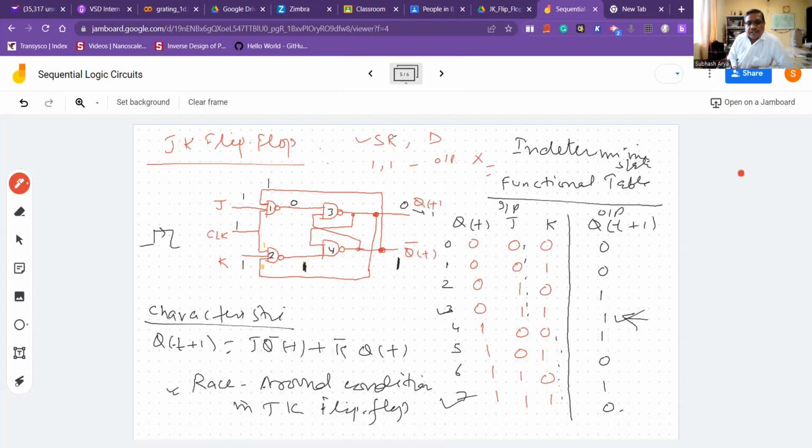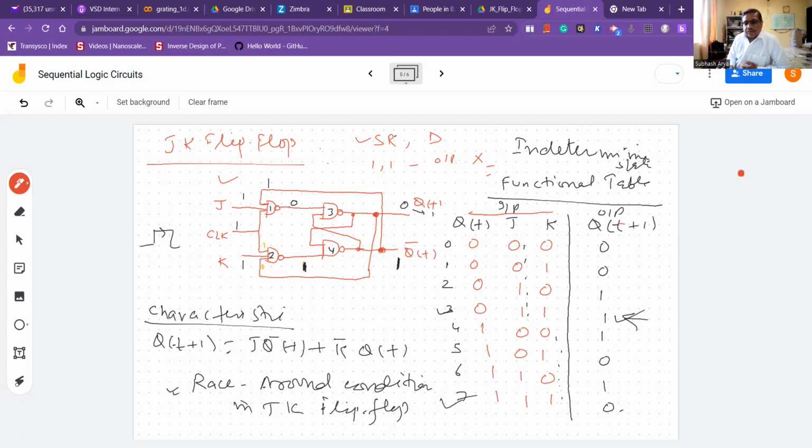This is the circuit diagram, and this is the functional table where the past output, or say present output Qt, J, and K are the three inputs. Then the output is Q(t+1), the next state. For all three-bit combinations, we start from 000 to 111. All combinations are written on this side and the corresponding output is written here.